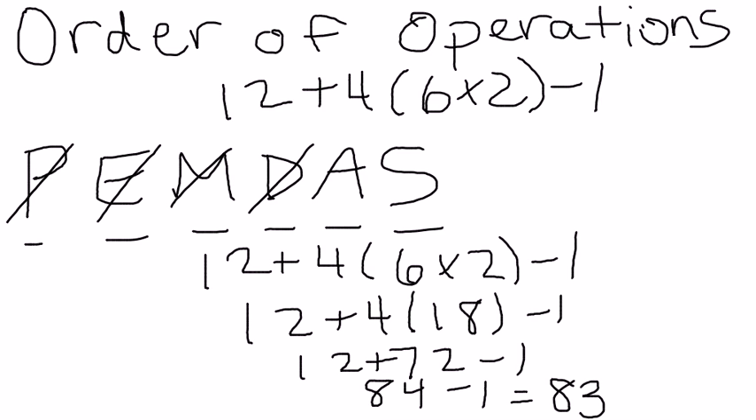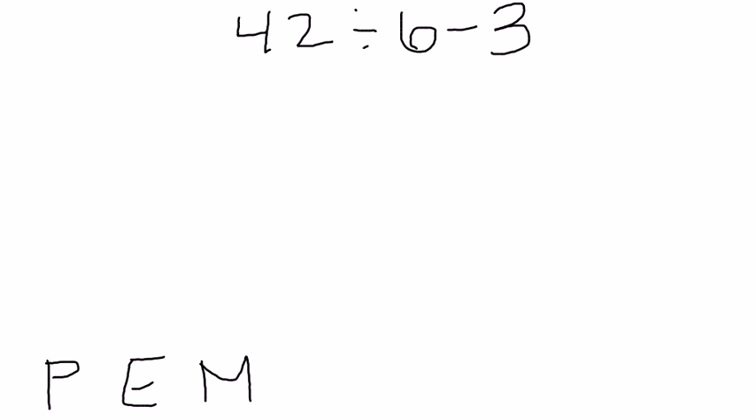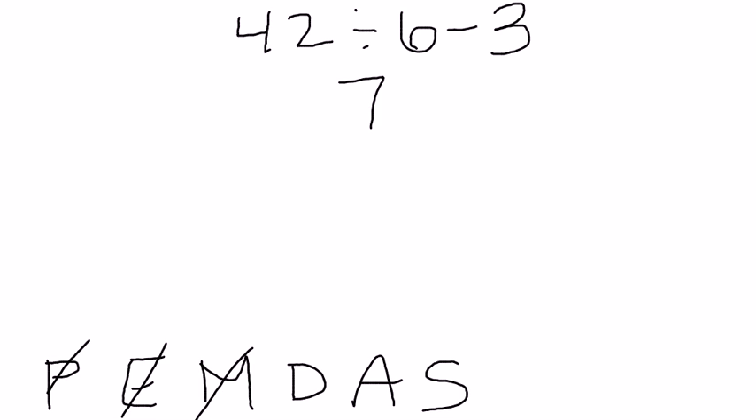So we're going to look at another problem. 42 divided by 6 take away 3. We'll write please excuse my dear Aunt Sally at the bottom. Do we have any parentheses? No, we do not. Do we have any exponents? We do not. Multiplication? Nope. But we have a division problem. So 42 divided by 6 is 7. We're going to take away 3. So 7 take away 3 is 4.